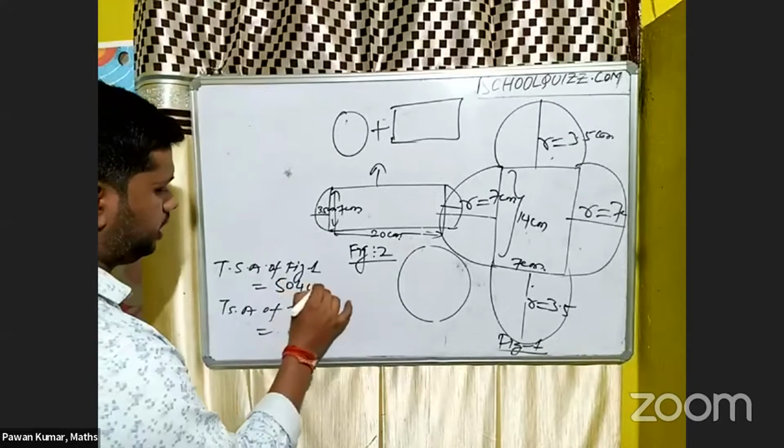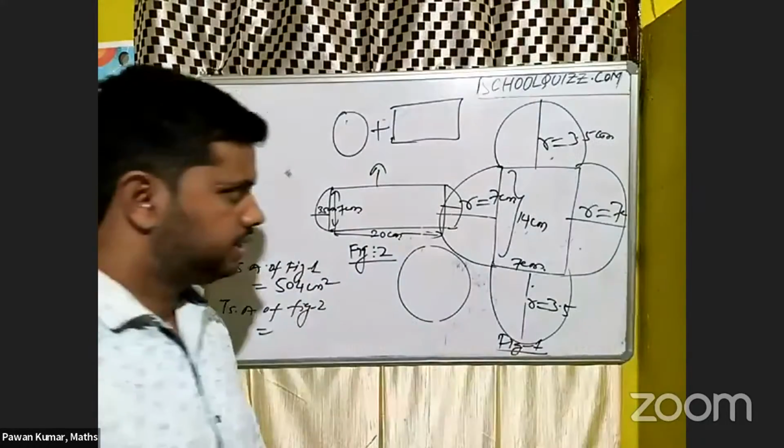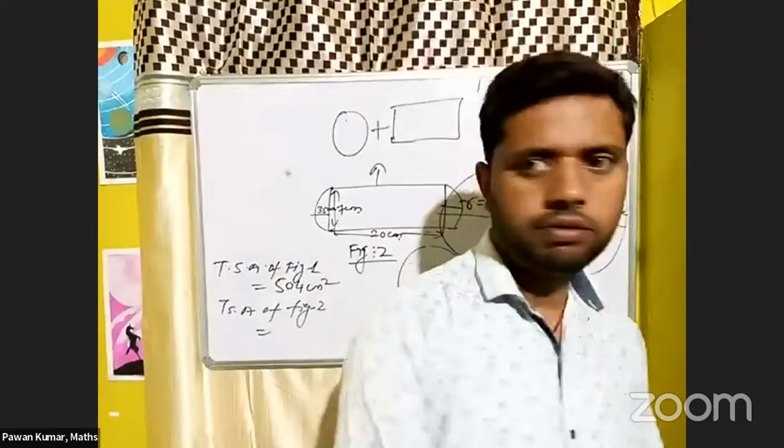TSA of figure 1 is 504 centimeter square. 504 centimeter square. Next one. TSA of figure 2. Is it correct or wrong? We will see it later.